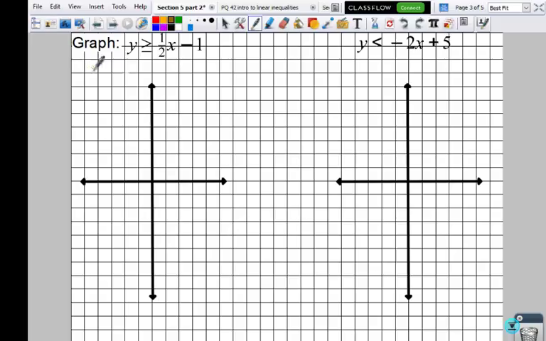So we're gonna keep going. On this next one, we're gonna graph, and I kind of got cut off a little bit, but y is greater than or equal to 1/2 x minus 1. And I'll just write it so it's a little bit easier to see.